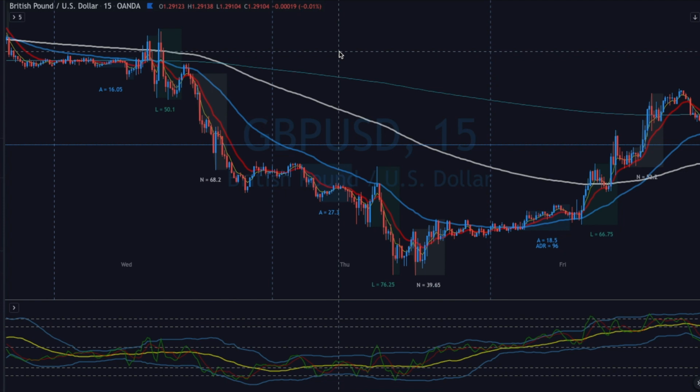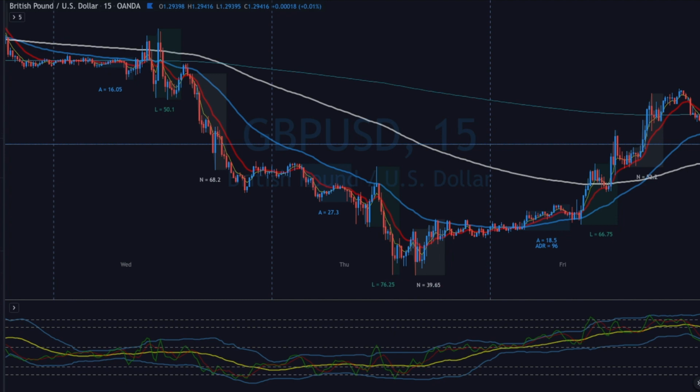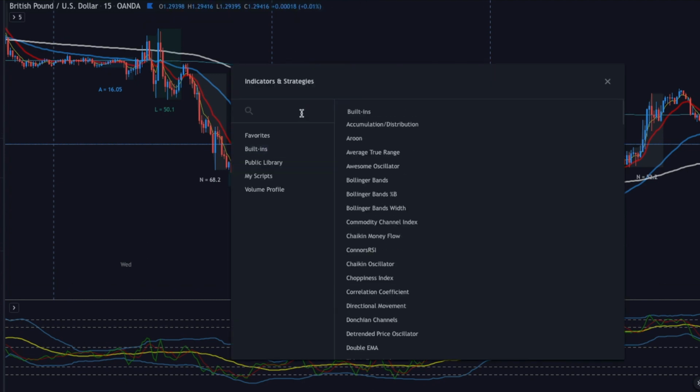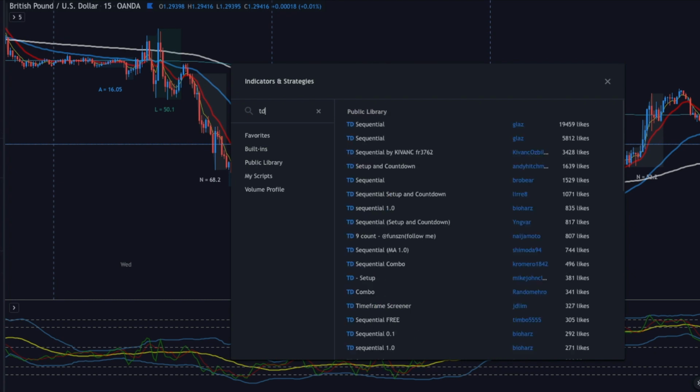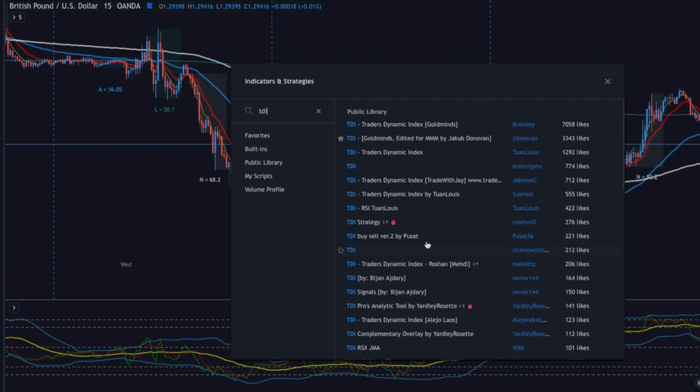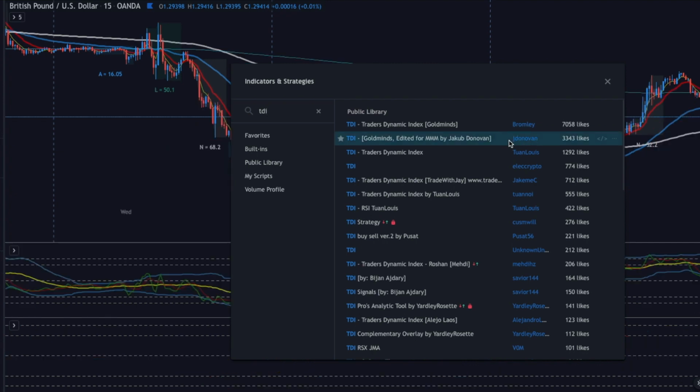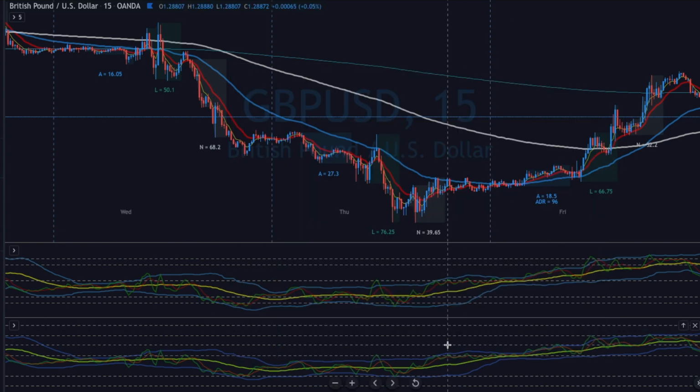First things first, if you use TradingView to get this particular TDI indicator that I have here, you're going to click on indicators. Then search TDI, and you're going to get a whole bunch of lists. Very simple, guys. You're going to pick the one that's made by Jay Donovan. Once you click on it, it'll add it and it'll look like this.